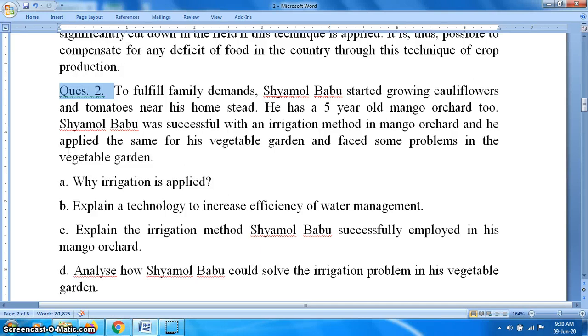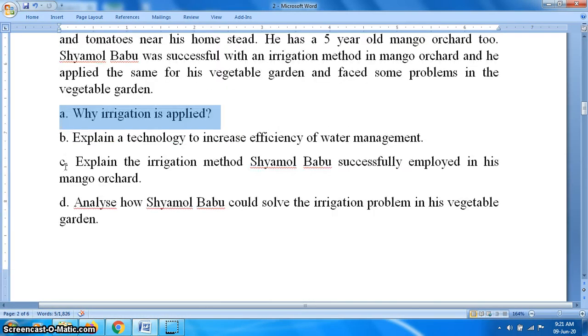Question A. Why is irrigation applied? Question B. Explain a technology to increase efficacy of water management. Question C. Explain the irrigation method Shamol Babu successfully employed in his mango orchard. Question D. Analyze how Shamol Babu could solve the irrigation problem in his vegetable garden. Now try to answer these questions.